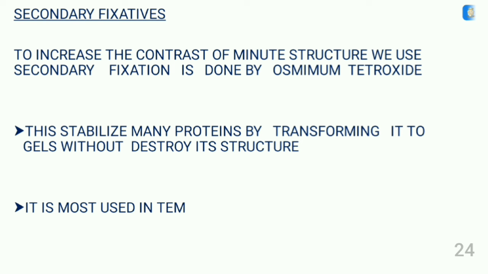Secondary fixatives. To increase the contrast of minute structures, we use secondary fixation. It is done by osmium tetroxide. Osmium tetroxide stabilizes many proteins by transforming them to gel without destroying their structure. It is mostly used in TEM.